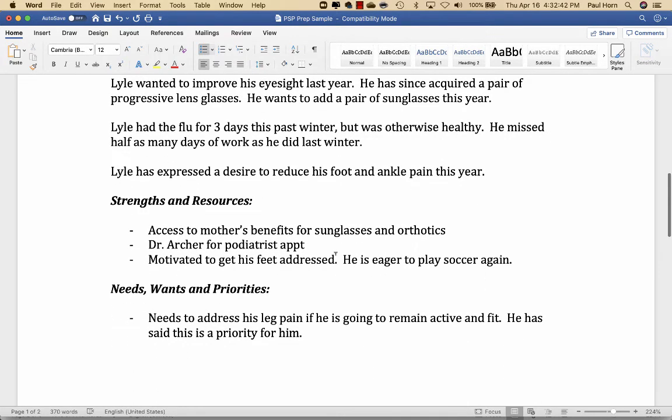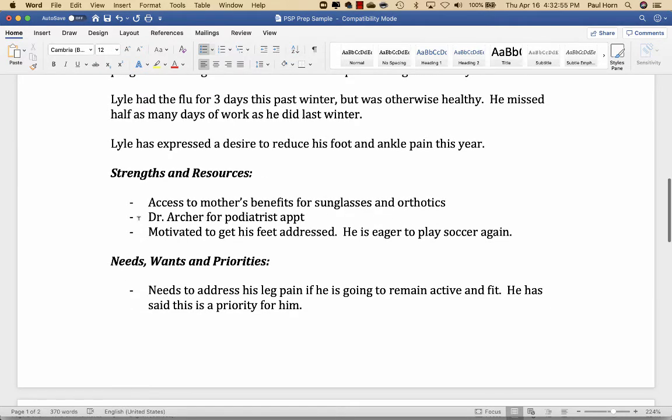The next 2 sections are always in this order, the strengths and resources of the person. And you can see here that the resources include things like his funding source. In this case, his mother has benefits that he can access, or expertise, such as the ability to go and see a podiatrist.